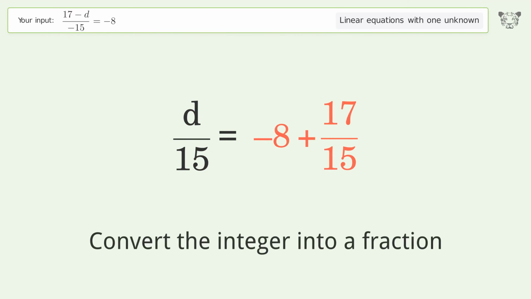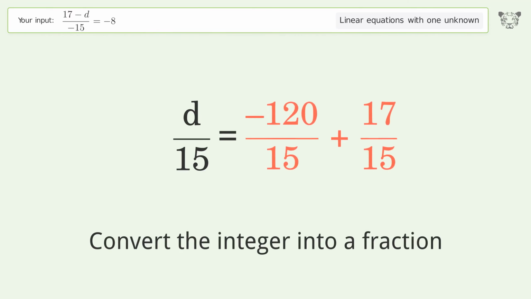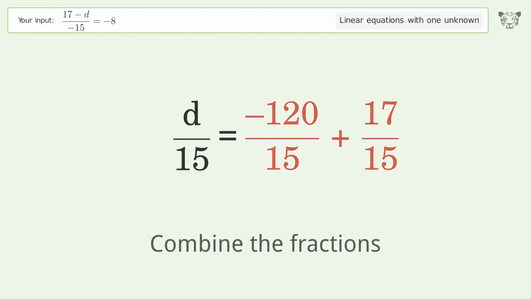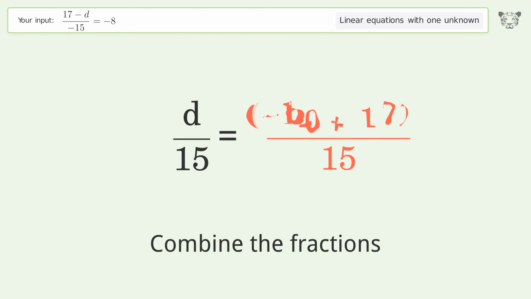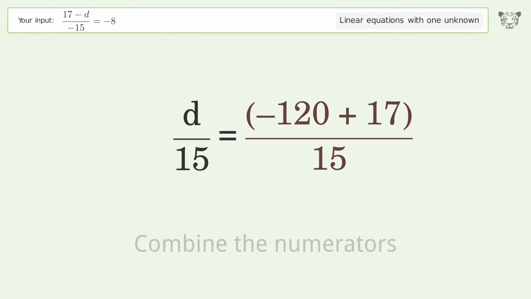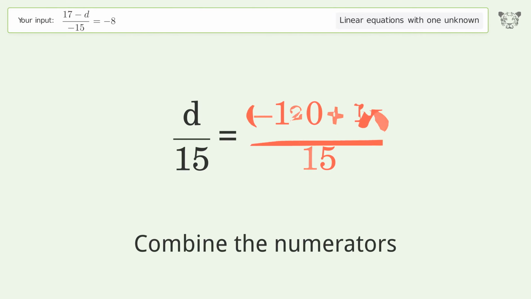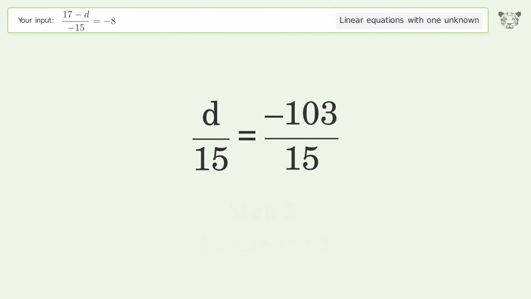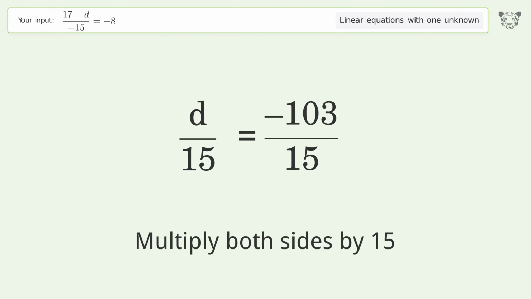Convert the integer into a fraction. Combine the fractions. Combine the numerators. Isolate the d. Multiply both sides by 15.